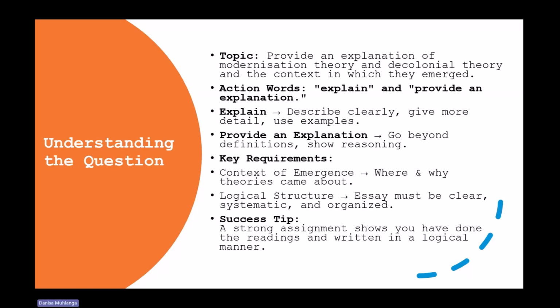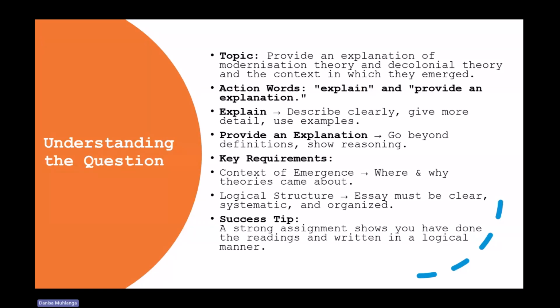And then with regards to the context of emergence, right? Because now our topic is based on modernization and decolonial theories, you need to now show where and why these theories came into being. Where do they come from? When were they developed? You understand? So you need to explain the historical and intellectual environments that led to their formation. Okay? You remember we spoke about this.